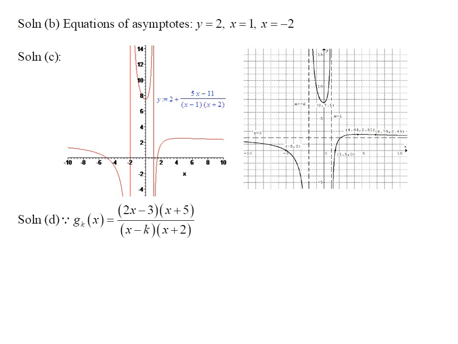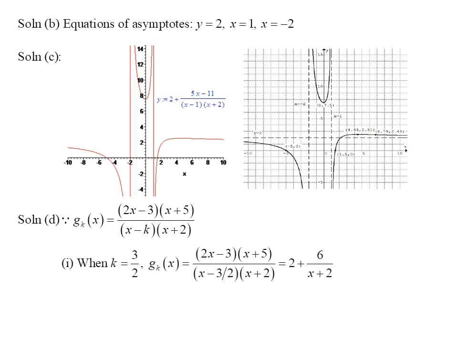As for part D, g sub k of x equals the ratio of the product 2x minus 3 and x plus 5 to the product of x minus k and x plus 2. For section 1, when k equals 3 over 2, g sub k of x equals the ratio of the product of 2x minus 3 and x plus 5 to the product of x minus 3 over 2 and x plus 2, which is simplified to 2 plus 6 over x plus 2.